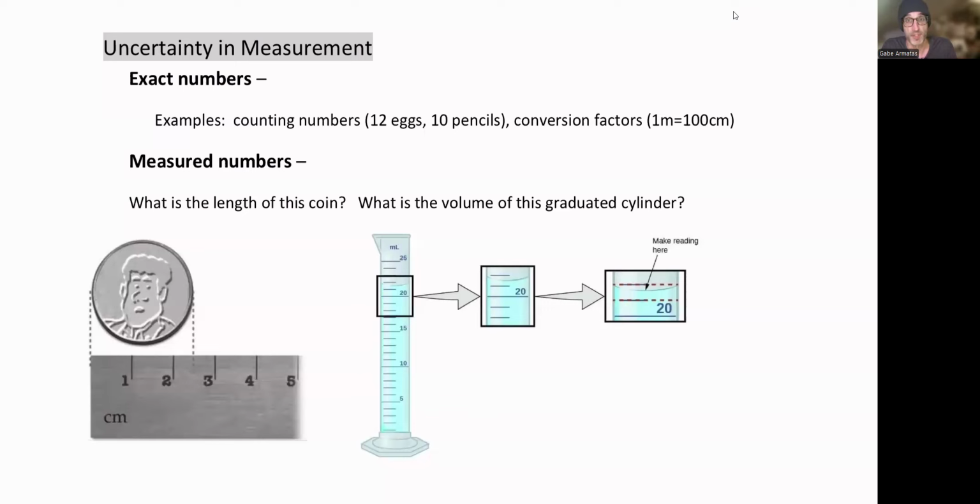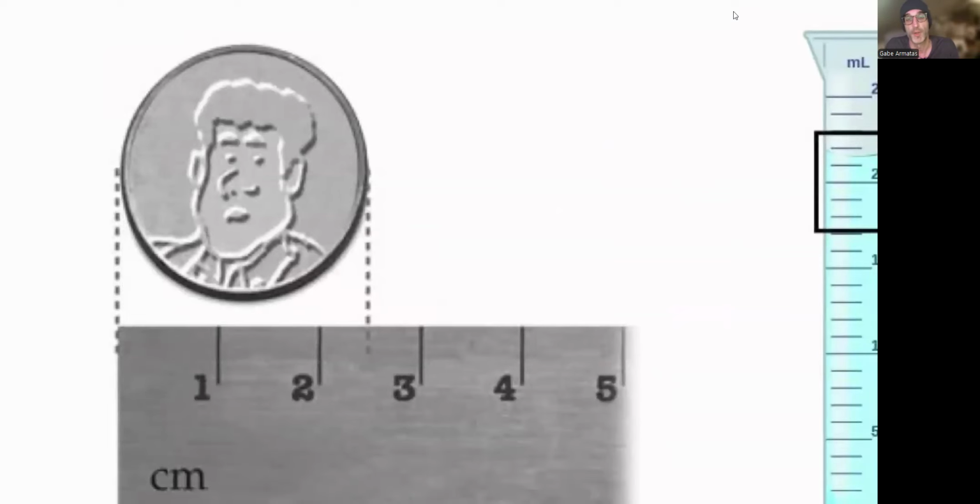Measured numbers are different. With measured numbers, there is some amount of variation. So if I asked you to read this coin length, let's talk about what is certain and what is uncertain based on the measurement. All of our measurements, all of our uncertainty, is based on what we are measuring with.